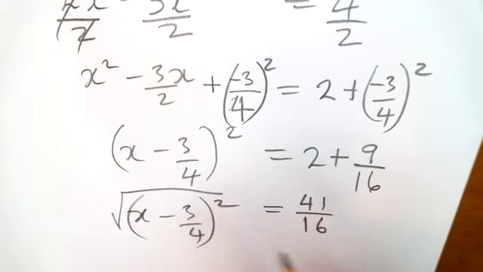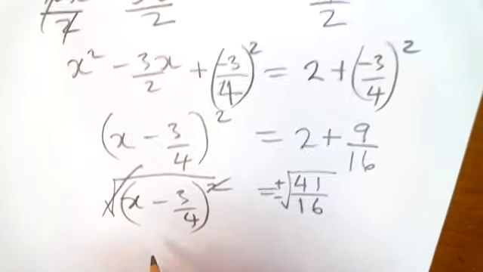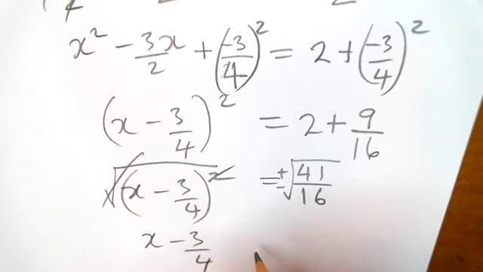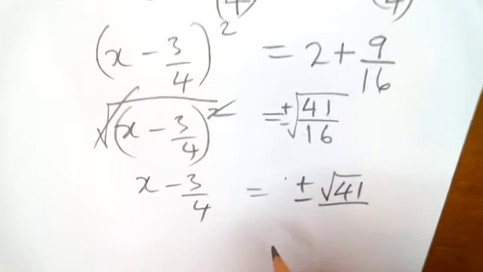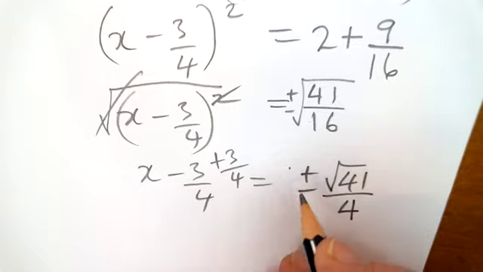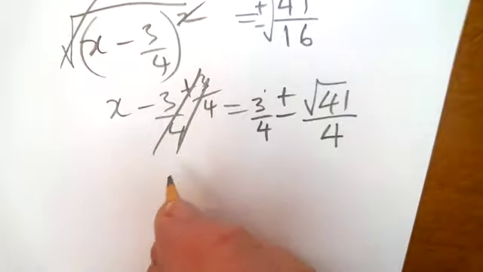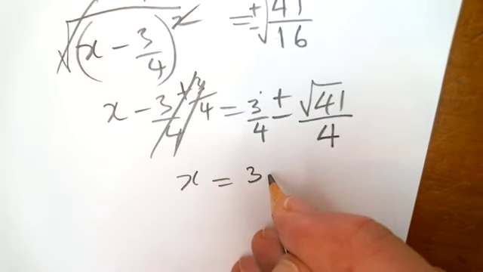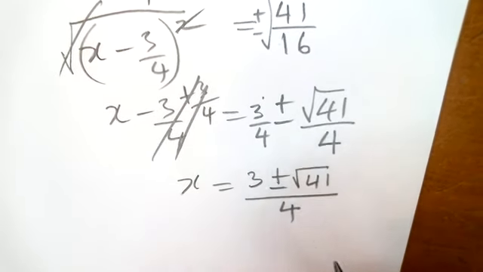So I'm going to find the square root of this side. I'm going to get plus or minus, and I'm going to find the square root of this side. The square root and the square cancel. I'm left with x minus 3 quarters is equal to plus or minus root 41 over, I know the square root of 16, it's going to be 4. And that just coincides with the root here also being a 4. Look at that. So I'm going to add 3 quarters to both sides. There we go. And I'm going to put 3 quarters over here. Of course, that disappears on this side. Now x becomes 3 plus or minus root 41 all over 4.